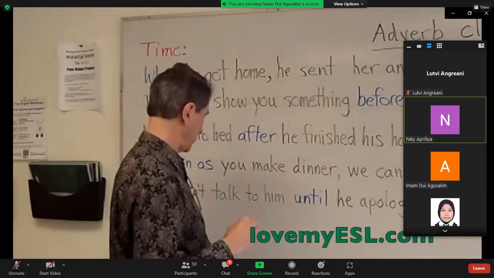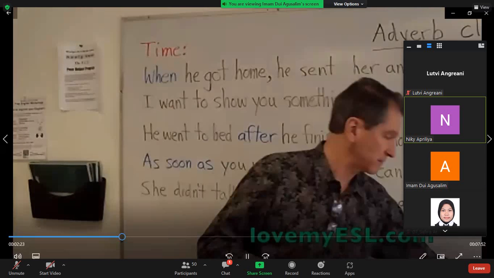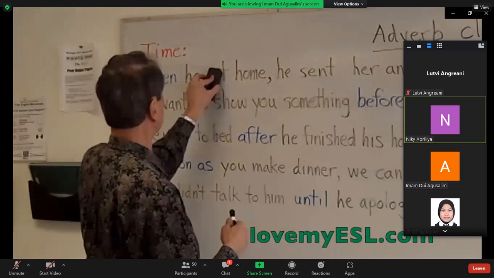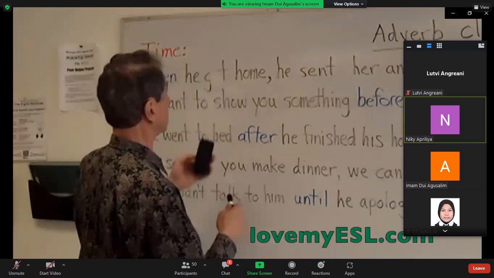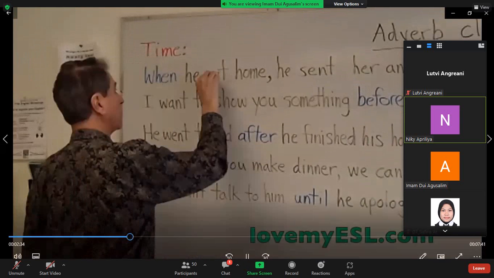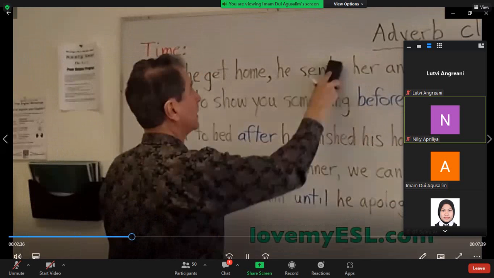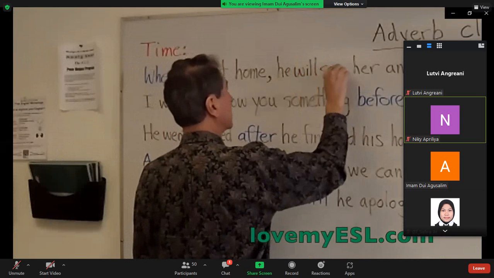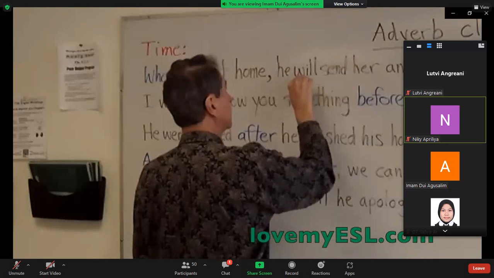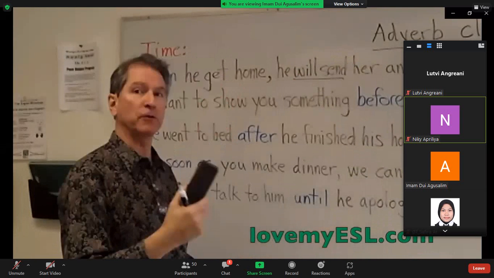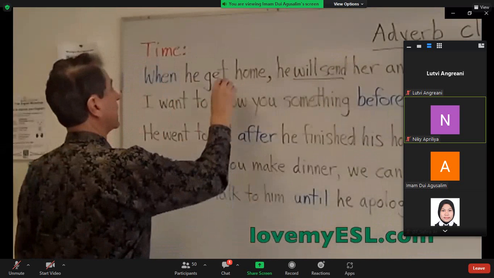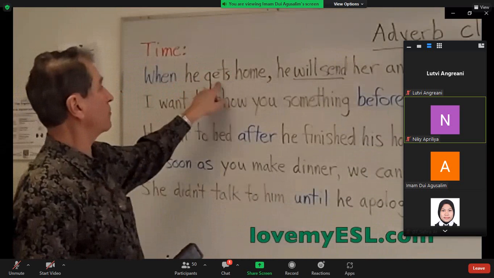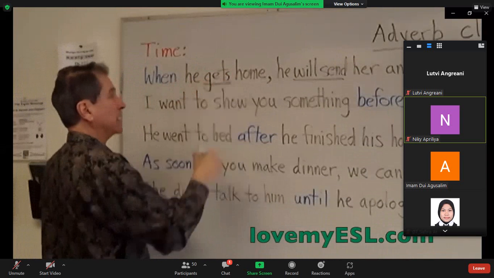I want to show you something unusual about adverb clauses. When he gets home, he will send her an email. When you have the future here, when he gets, yes, indeed, I need an S on the end of that, don't I? When he gets home, present tense, he will send her an email.